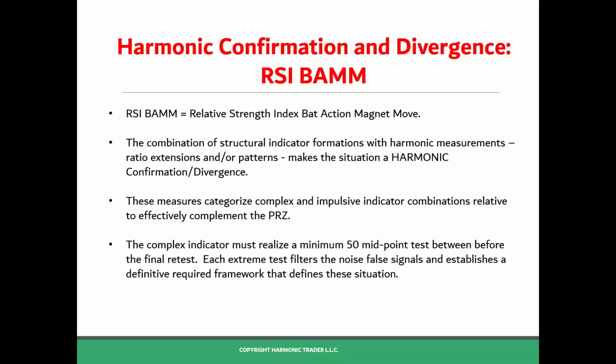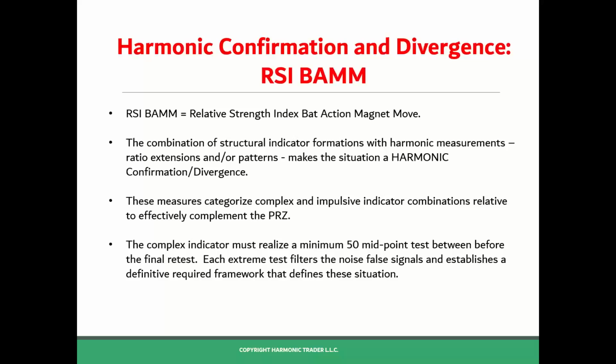How do we look at the complex impulsive indicator combinations relative to the PRZ? A lot of times people ask me, does the RSI BAMM have to happen from the X point to the D point? It doesn't necessarily have to. It can happen in the CD leg. It can happen from X to D. It can be a super ideal situation.